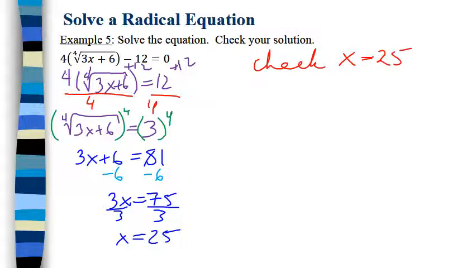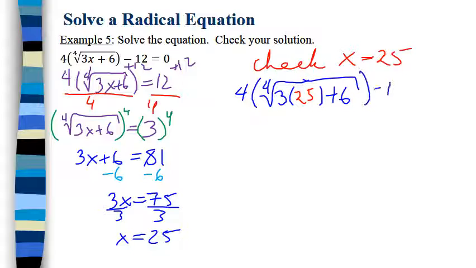And so we write the original equation, 4 times the 4th root of 3 times what we think is x, is 25, plus 6 in the radical, all minus 12 should equal 0. So we go ahead and simplify. Remember, we are going straight down. So we're not doing any inverse operations. Everything's going to be equal. We're not moving anything over.